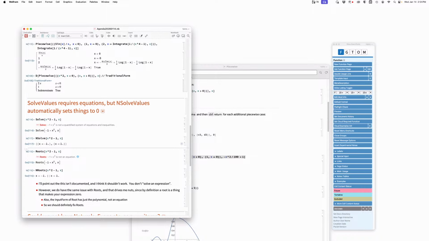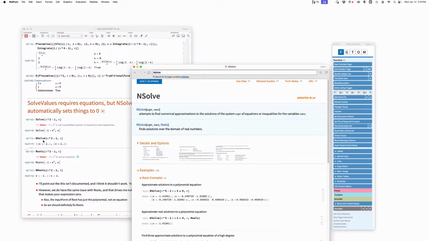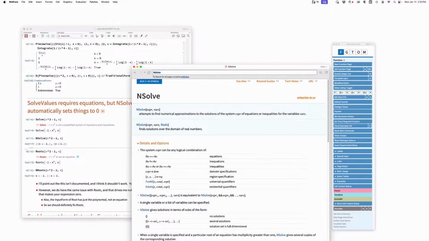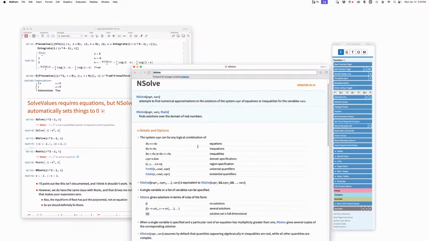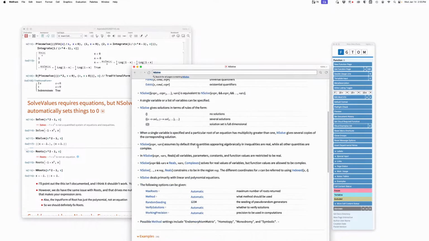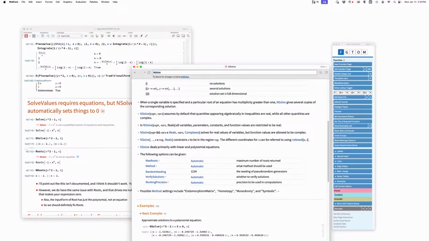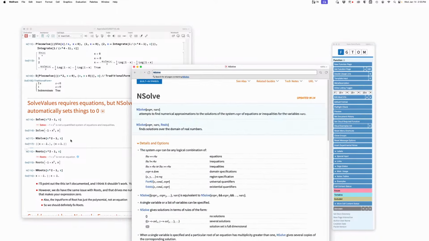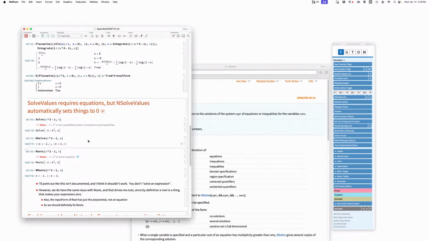Okay, so why is this not documented? Right, and I have to say I had absolutely no control over documentation at that time. But why did you make this change? I didn't make the change exactly. The NSolve that we had before was just a thin shell over Solve that didn't really make any sense.